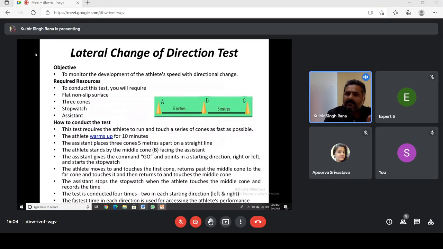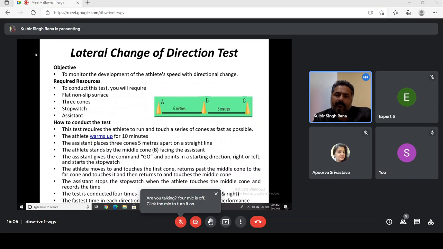Okay. Then I think the aerobic fitness test is done, then the anaerobic fitness test. Now we'll do a lateral change of direction test that is used to measure the agility of the athlete, right? How agile he is, how rapidly he can change directions. So that is agility. What we need is a non-slippery surface, three cones and a stopwatch. Three cones at a distance of 5 meters. The athlete will stand near the cone in the center, B. He'll be running 5 meters here, 5 meters there.